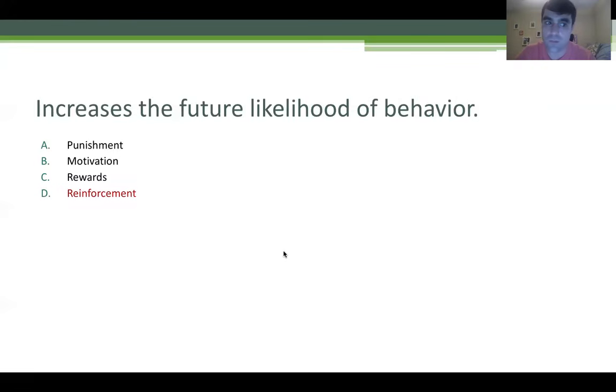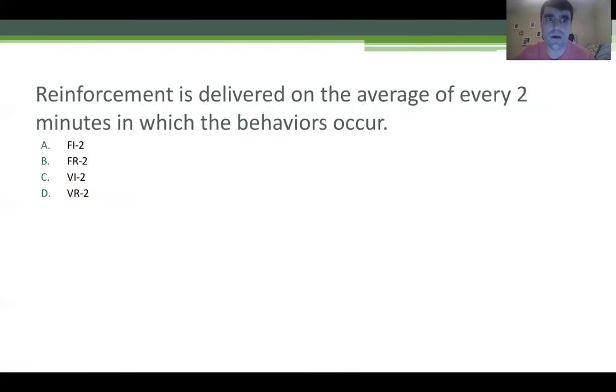Couple tricky ones. Reinforcement is delivered on the average of every 2 minutes in which the behavior occurs. So what are we looking at when you're reading the questions? Don't get overwhelmed. Go piece by piece. We're talking about reinforcement being delivered on average. So we're talking about a reinforcement schedule. So what is our schedule going to be? On average of every 2 minutes. So what are our two types?